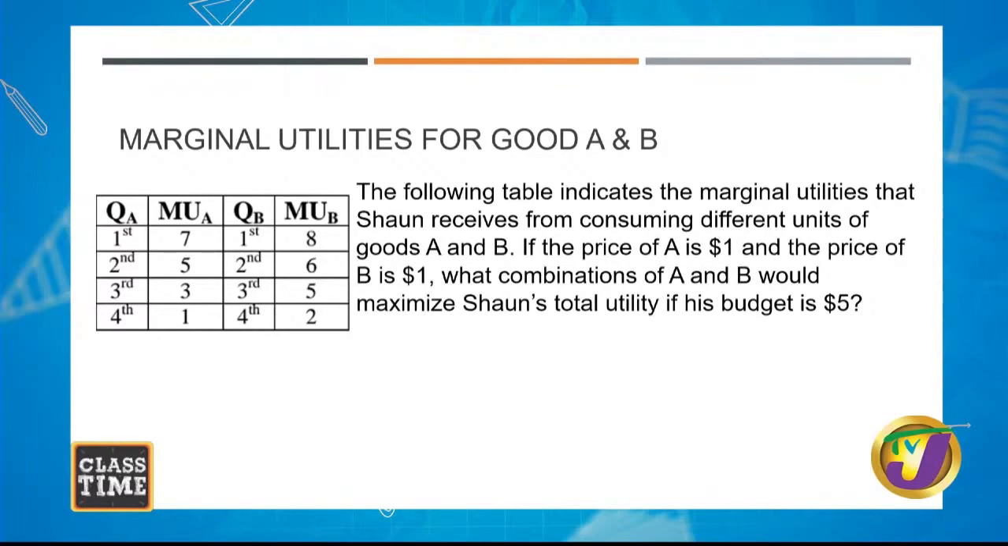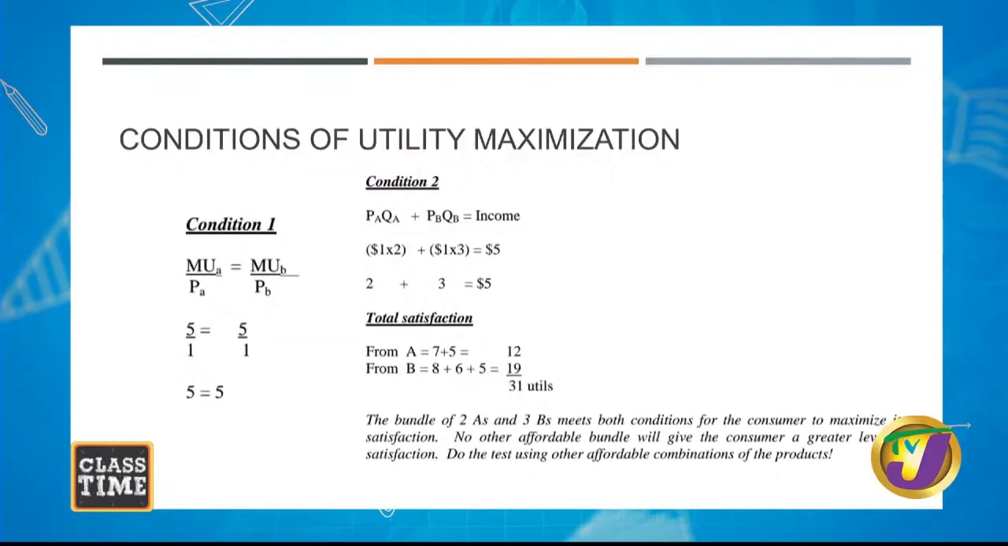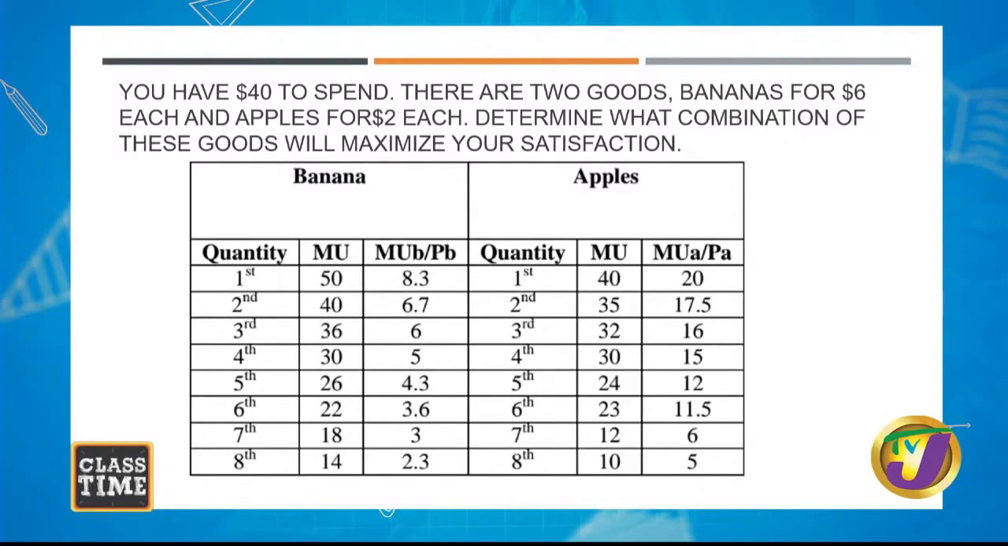I want you for your assignment now to calculate the total utils based on those goods and also to see if the consumer was maximizing their income.